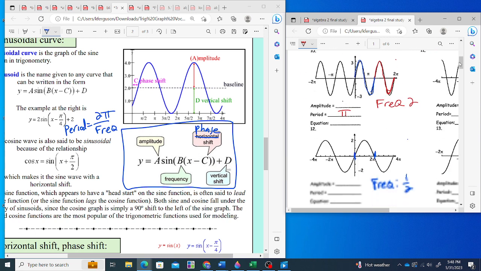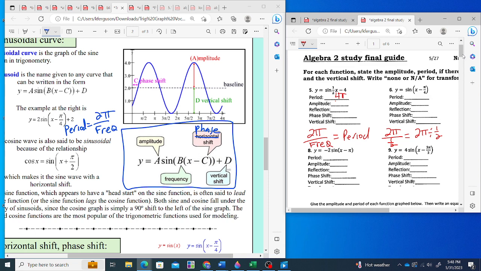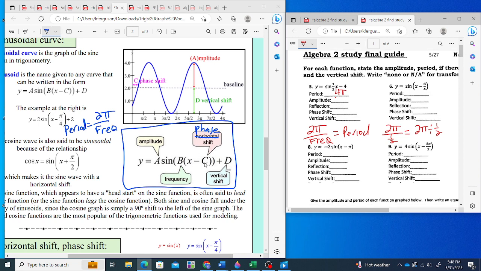Now see, the same thing happens here. My frequency is 1/2. I'd say 2 pi divided by 1/2 and I get 4 pi. Boom. Okay. Now, again, with my phase shift, that would be something like this right here. So I've got x minus pi over 4. Notice the equation though. It's minus c, and that's my phase shift. So in this case, since the format is minus c, this one is pi over 4. That is my phase shift. Now I don't have a vertical shift because the vertical shift is after that, so nothing.